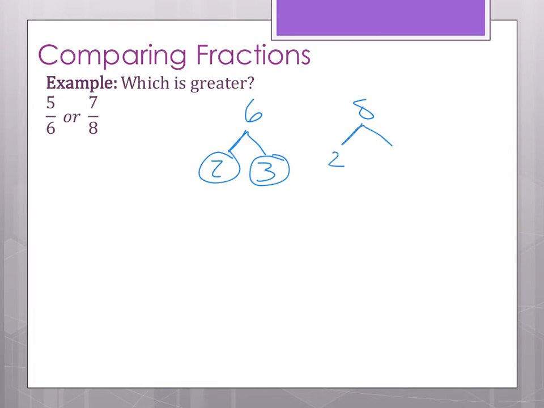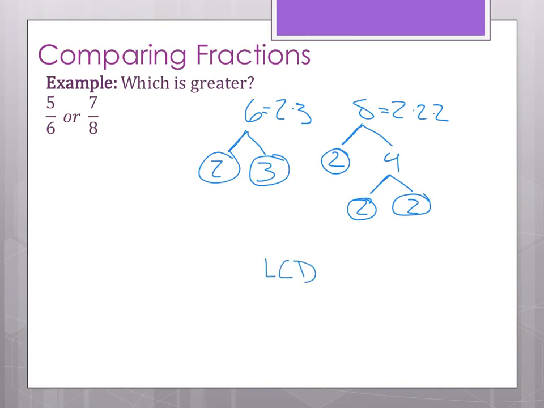8 is 2 and 4. 2 is prime. 4 is not, so we'll factor that down to 2 times 2. So we get the prime factorizations of 2 times 3 for 6, and we have 3 2's with 8, so 2 times 2 times 2. Okay, now to find the LCD, we look at the smallest prime, which is 2. 8 has the most, so we take all of its 2's. We take down 3 2's.